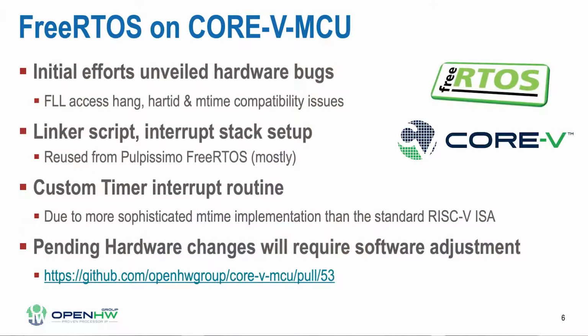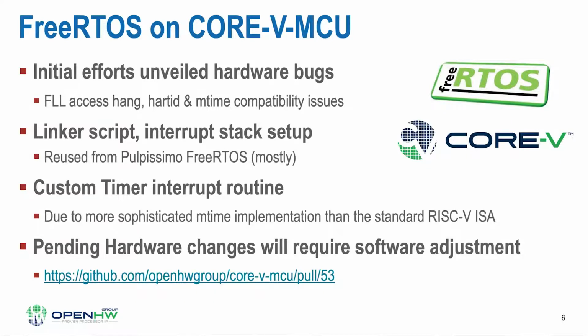Thank you, Robert. So what this slide is really about is some of the issues we encountered while porting FreeRTOS to the CORE-V MCU. We hit some bugs. The most serious issue was a hang during FL access, which is now fixed. We've hit some RISC-V ISA compatibility issues, which have been fixed or are still being fixed. Some of the work we reused from the PULPissimo FreeRTOS, and there's still some work that needs to be done, like some hardware changes that are in progress and will eventually require software adjustments.